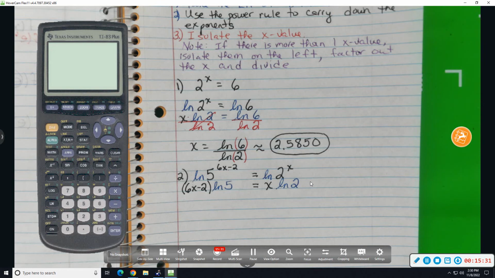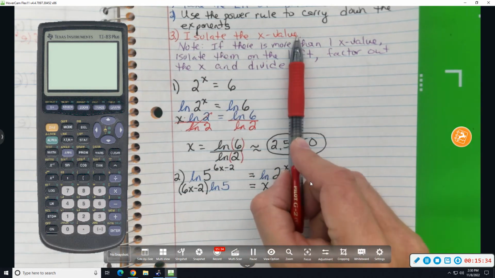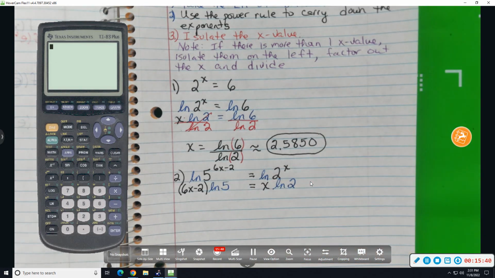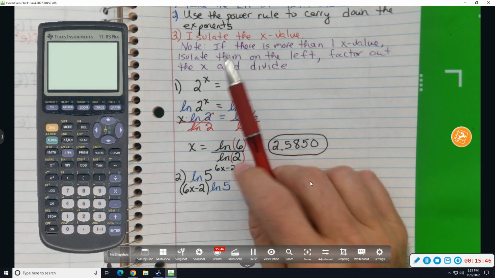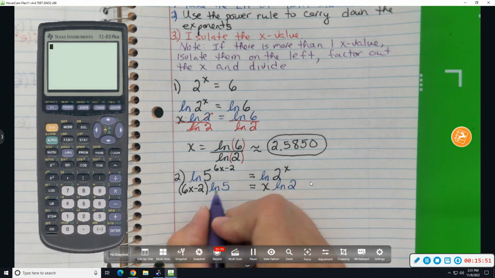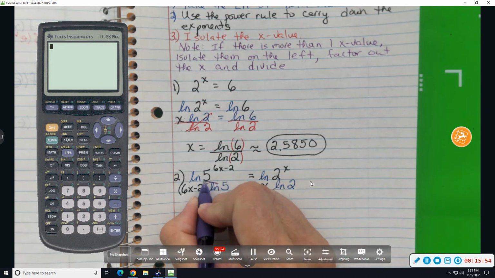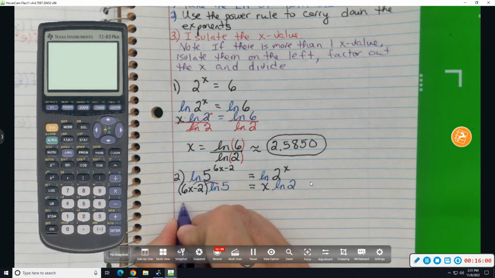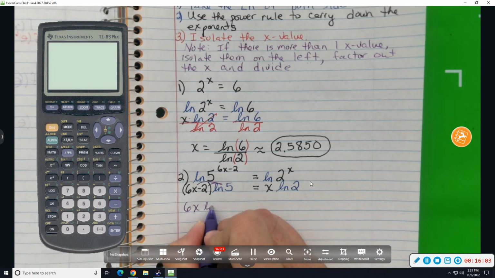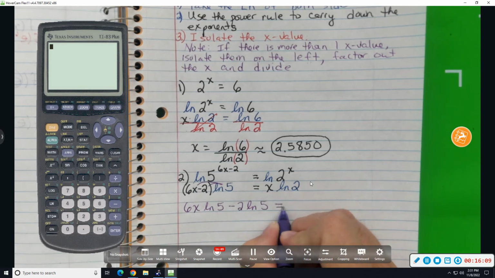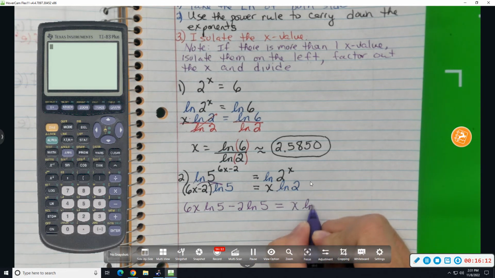Because we now need to isolate the x value. Well, there's more than one x value. So how do we isolate them? We're going to have to put the x terms together on the left side, factor out the x, and divide. Well, first of all, we're going to have to distribute this ln 5. Multiply both of those by ln 5. It's going to look worse than it really is. It's just 6x ln 5 minus 2 ln 5 equals x ln 2.